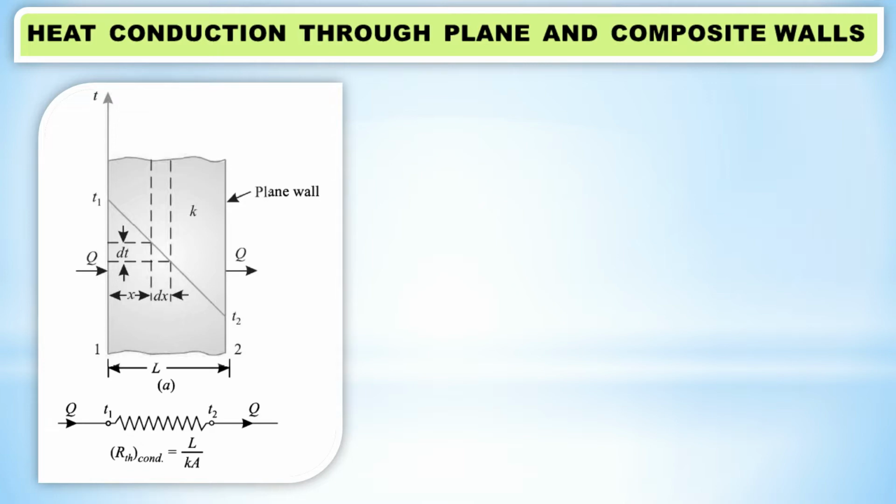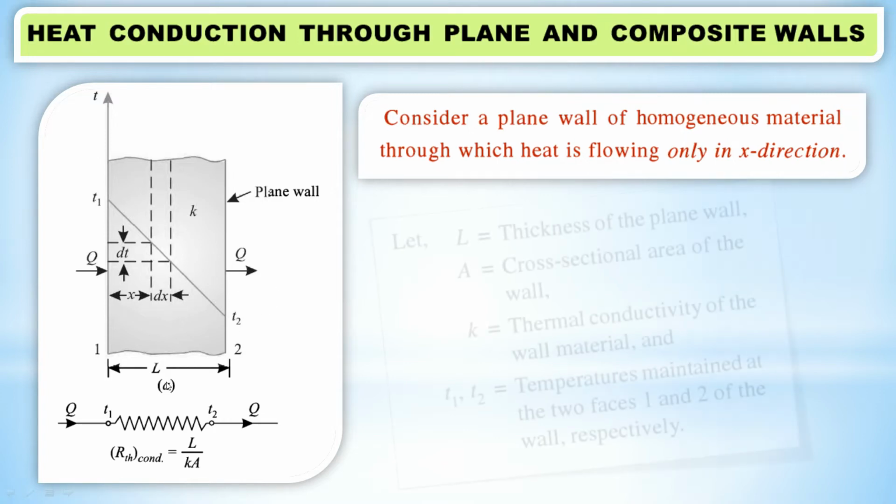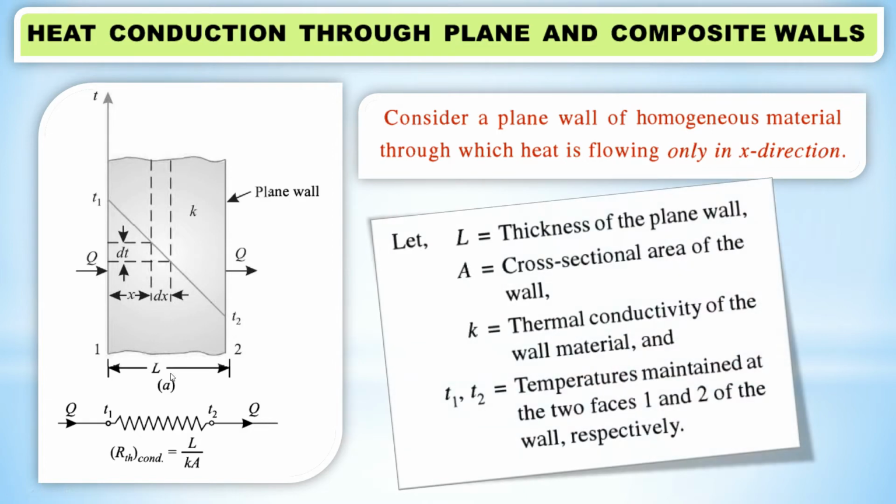In this video lecture, we will derive the heat conduction equation through a plane and composite wall. Let us consider a plane wall of homogeneous material through which heat is flowing only in x direction. Here you can see that this is a plane wall. There is a transfer of heat from one side of the wall to the other side of the wall. Let us consider the thickness of the wall is L.